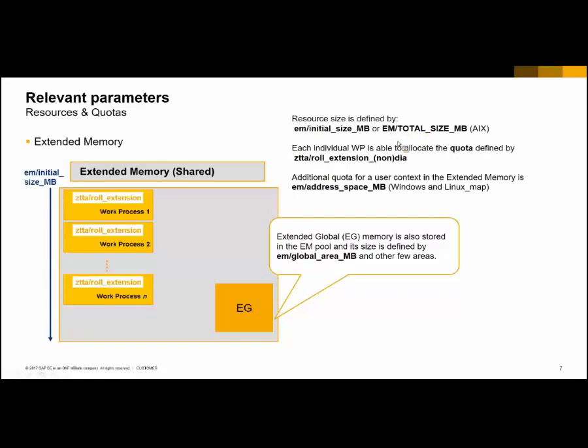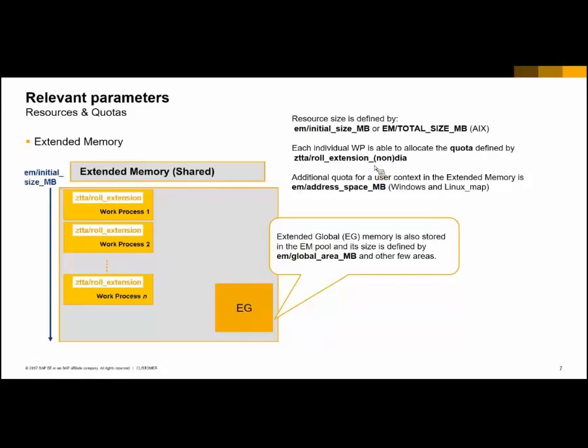From all this memory, each individual work process is able to allocate a small part, which corresponds to the quota. This amount of memory that a single user context can allocate from the total extended memory is defined by parameter ztta/roll_extension. With profile parameters ztta/roll_extension_dia and ztta/roll_extension_nondia, you can allocate different extended memory quotas for dialog users and non-dialog users.